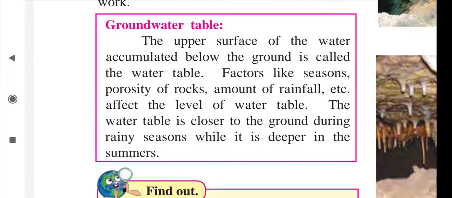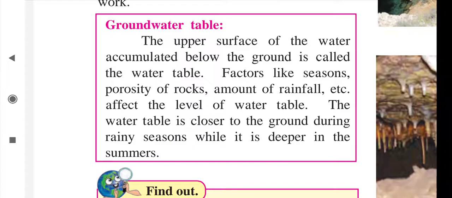Here it is said that there are some factors which are responsible, like season. In the summer season there will be less rainfall. In the rainy season there will be more rain, and the underground water level will increase. How? Because of the rain, the water will soak in there. Okay, season understood.